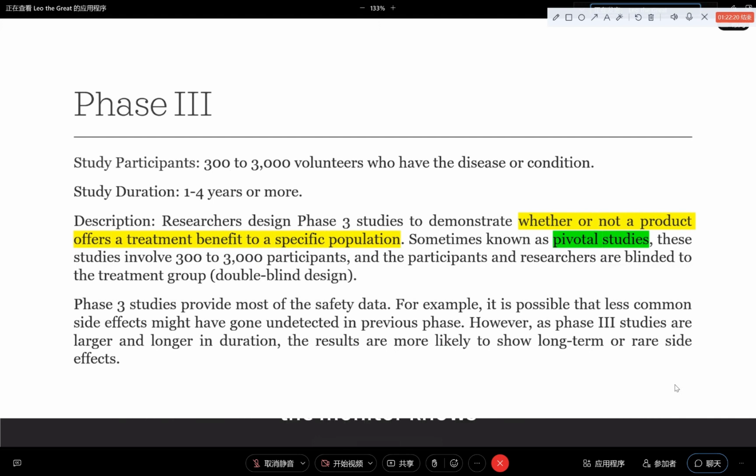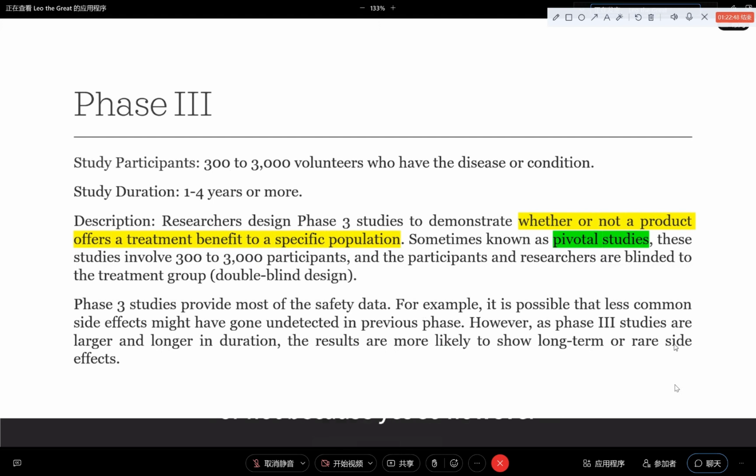Only the monitor knows. The participant and the researchers don't know about that. So phase 3 studies provide most of the safety data. For example, it's possible that a less common side effect might have gone undetected in the previous phase, because the previous phase wasn't very long. The time that you observe the condition of the patient wasn't very long. So phase 3 is the time that we test whether your drugs have real adverse effects or not.